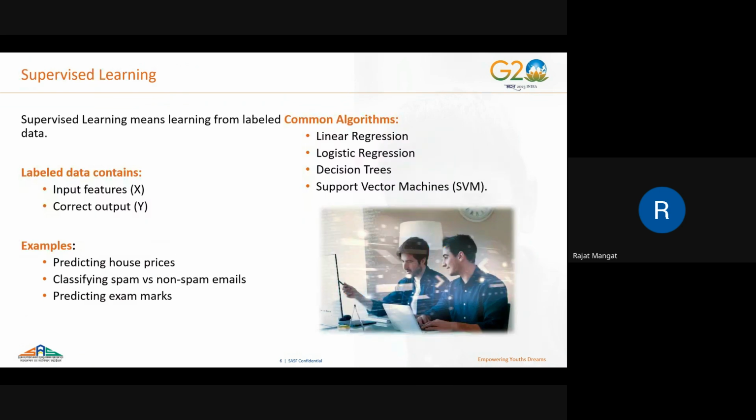Supervised learning means learning from labeled data. What is labeled data? It is data that is labeled properly with particular fields and columns with their particular names, like salary, age, customer name. Those are labeled data. Input features we consider on the x-axis and the correct output will be y. Examples are predicting house prices, classifying spam versus non-spam emails, and predicting exam marks.